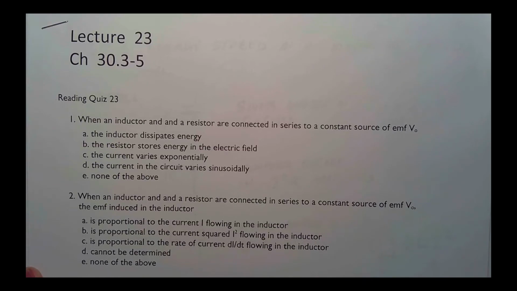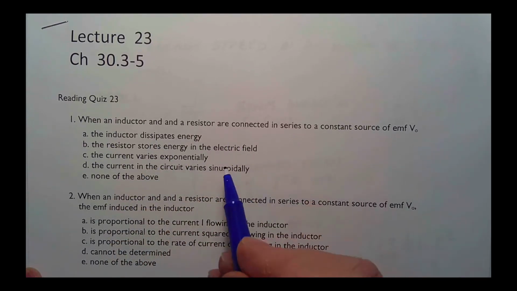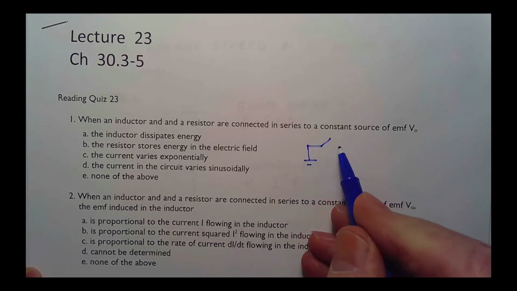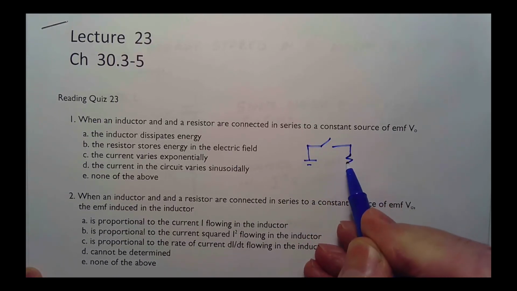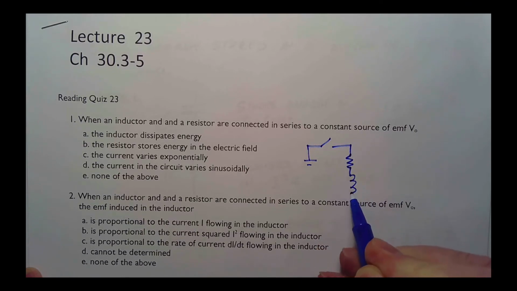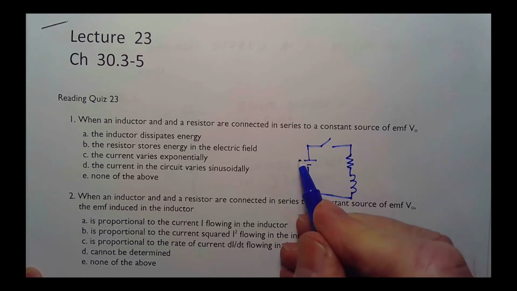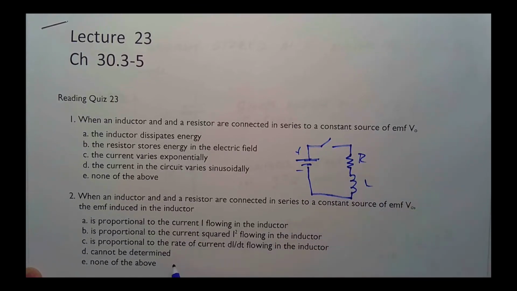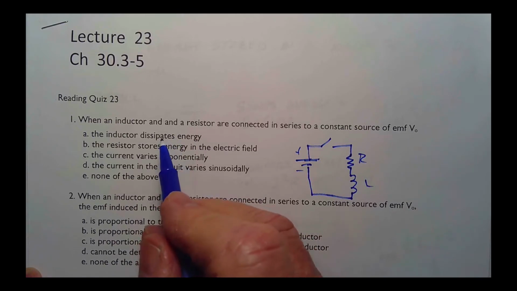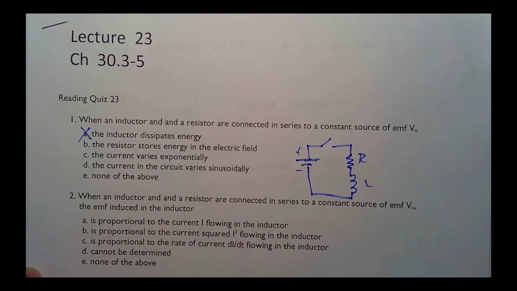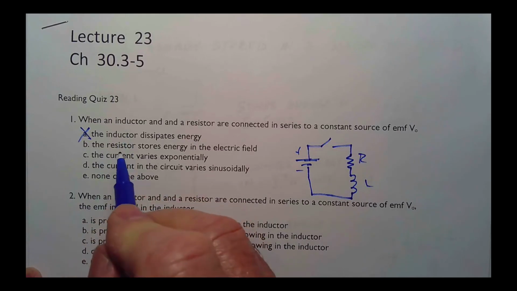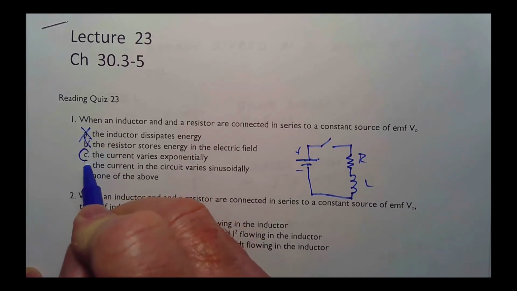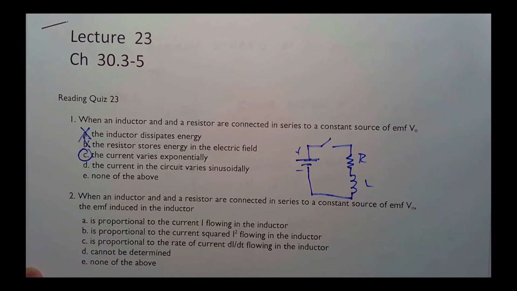So question number one, when an inductor and a resistor are connected in series to a constant EMF. So we've got a battery, a switch, a resistor, and an inductor. That's a series connection of a battery and a resistor and an inductor. The inductor dissipates energy? No, it stores energy in the electric field. The resistor stores energy in the electric field? No. The correct answer is the current varies exponentially.